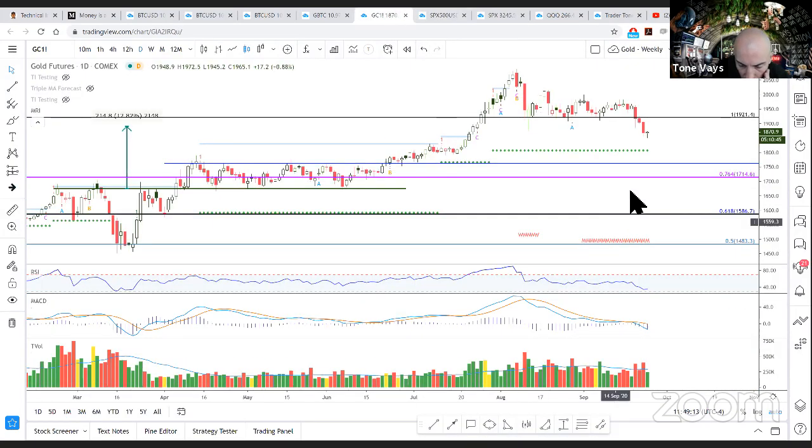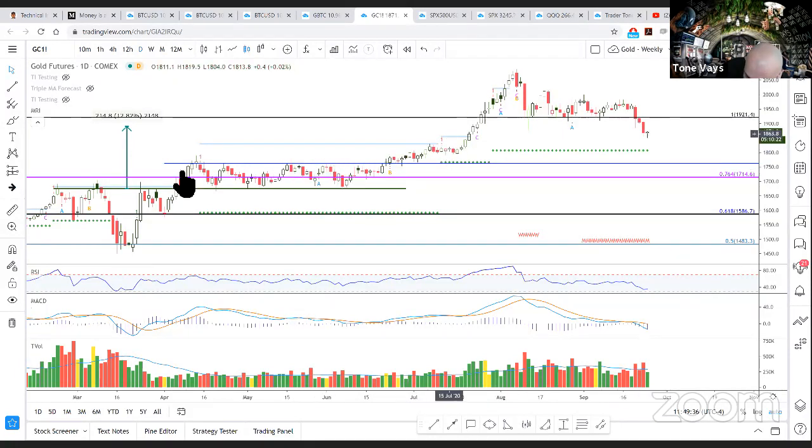Gold is hanging in there, but I think gold will probably keep pulling back to the 1750 area. So I'm not buying into gold right now, but I may. I'm going to see how gold reacts if it gets down to 1750. I think 1750 is a decent buy the dip on gold.